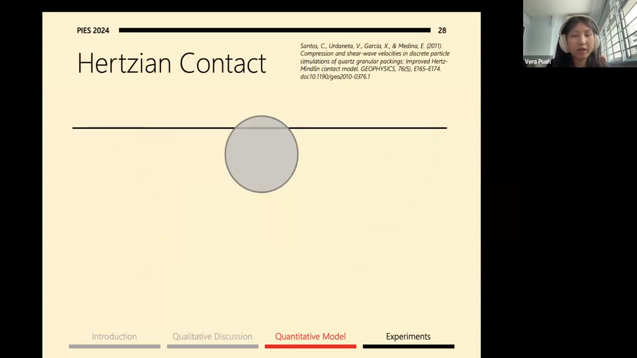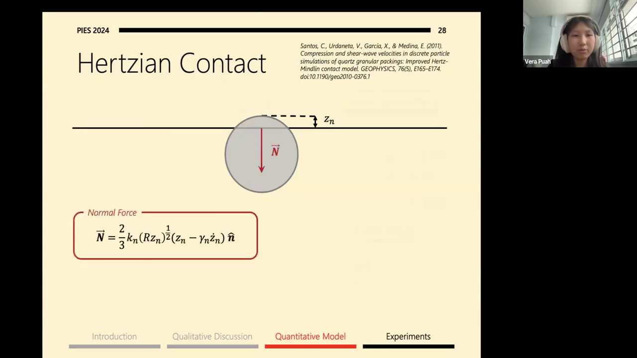However, in reality, there's some deformation occurring when the balls collide, and this is something that is investigated in more detail in solid mechanics. So for this report, I will be using the Hertzian contact model. Based off the overlapping area over here, we compute the normal force using this equation.